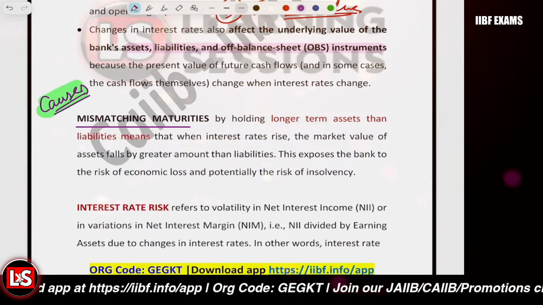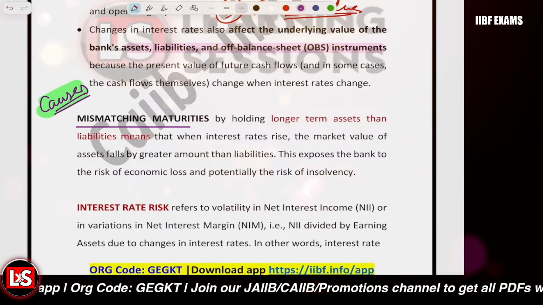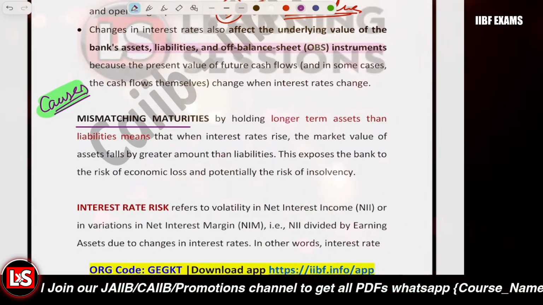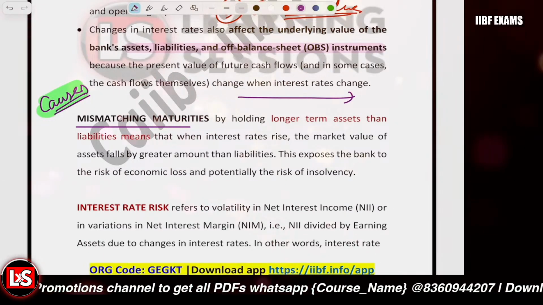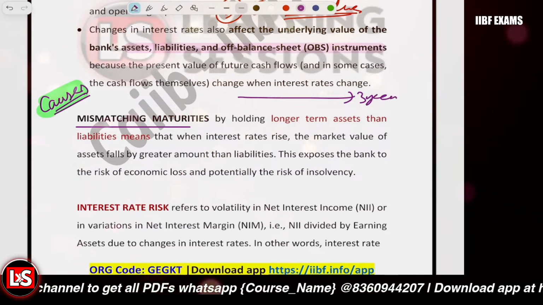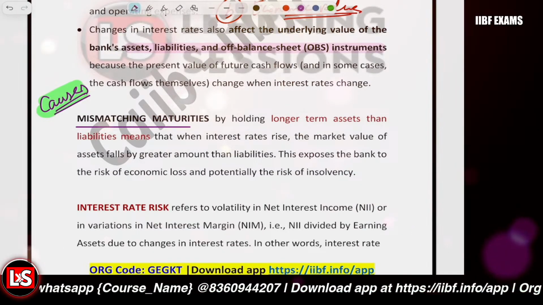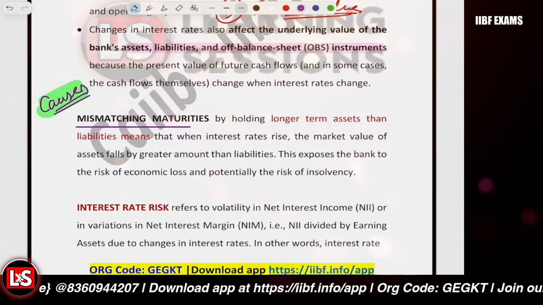This could be due to maturity mismatches. A common example is long-term loans funded by short-term deposits. You have a loan amount for 3 years, and it is funded by a deposit of 1 year. Definitely the interest rate risk is there if the repricing is not matching.